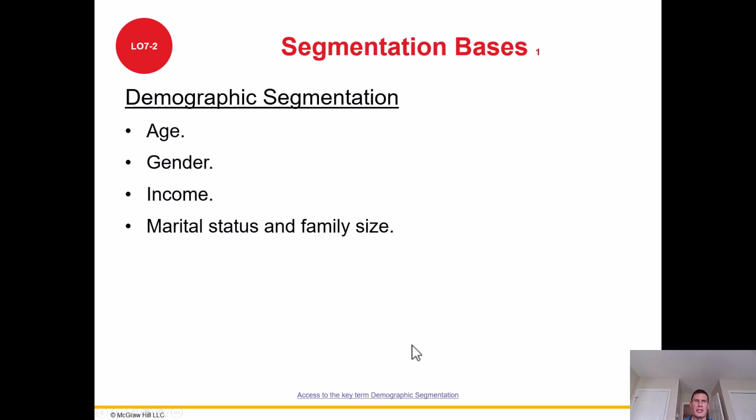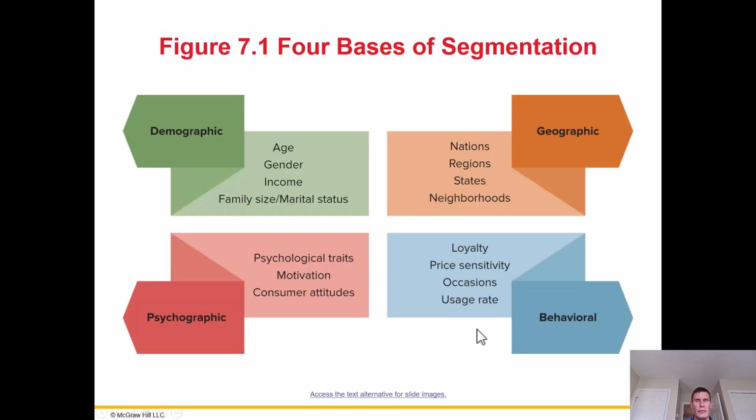So let's talk about segmentation basis. There's different ways that we can segment a market. A very obvious one, indeed a very common one, is demographic segmentation. We could segment by age: seniors, midlife, teens, preteens, families, and so on and so forth. We could look at gender. We could look at income. We could look at marital status and indeed family size.